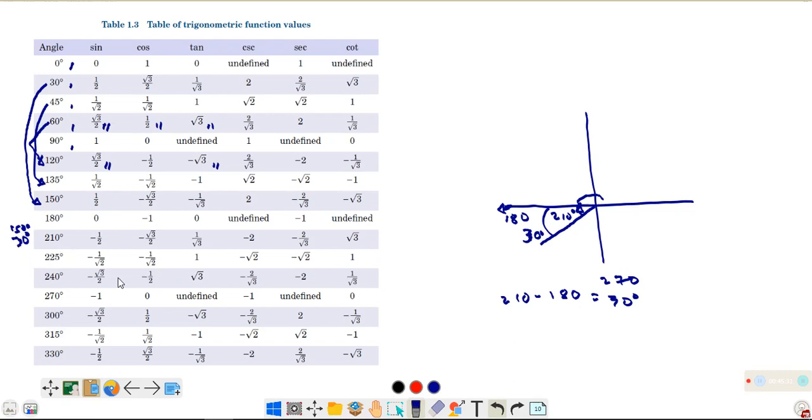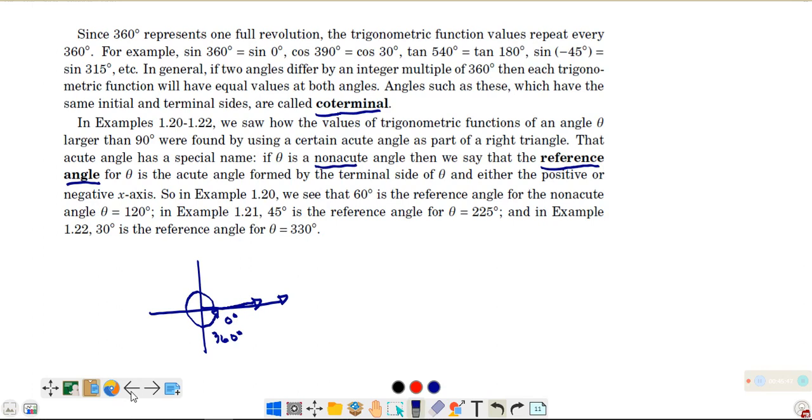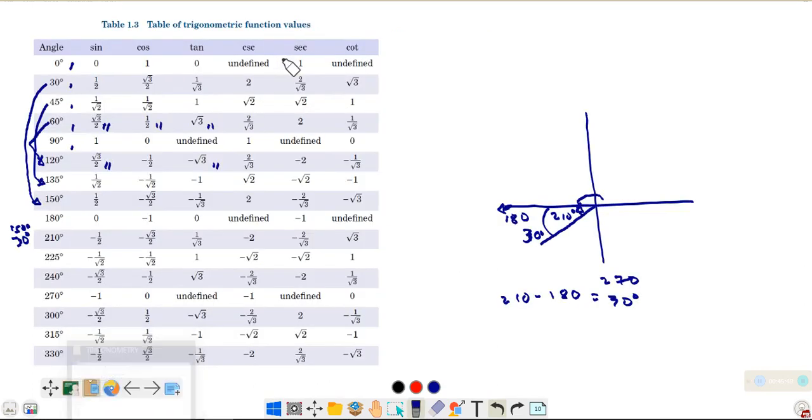Kung titingnan nyo yan, i-examine nyo yung mga laman, ang mga magkakaparehas pa ay si 225 at saka si 45, tapos si 240 and si 60. Okay? Nagkakaiba lang sila pagdating sa sine. Tapos, may mapapansin kayo dito, bakit sila undefined, undefined. So, tingnan natin si 0. Si 0, ito lang yung initial and terminal niya, 0 degrees. Hindi siya nag-move.